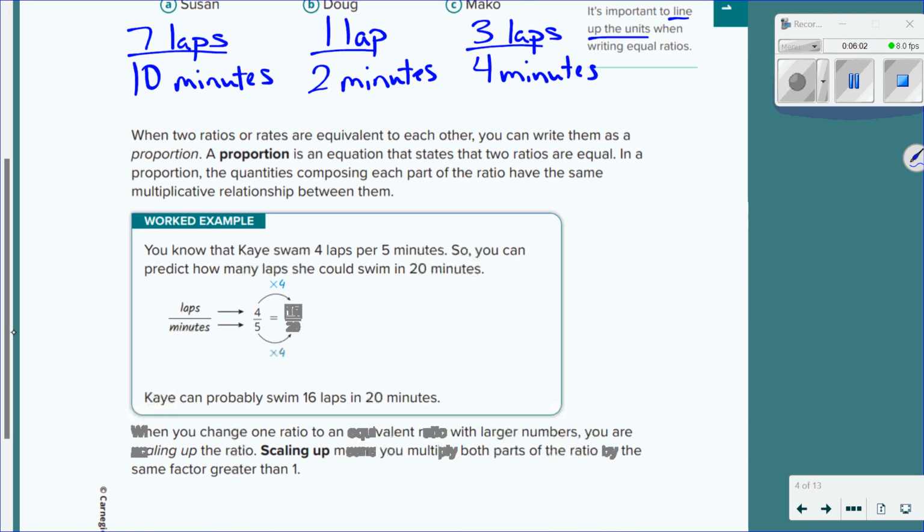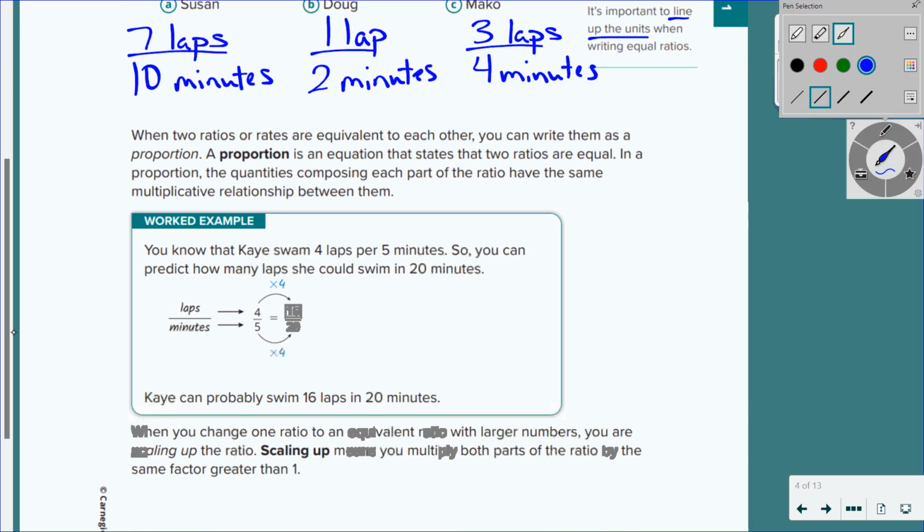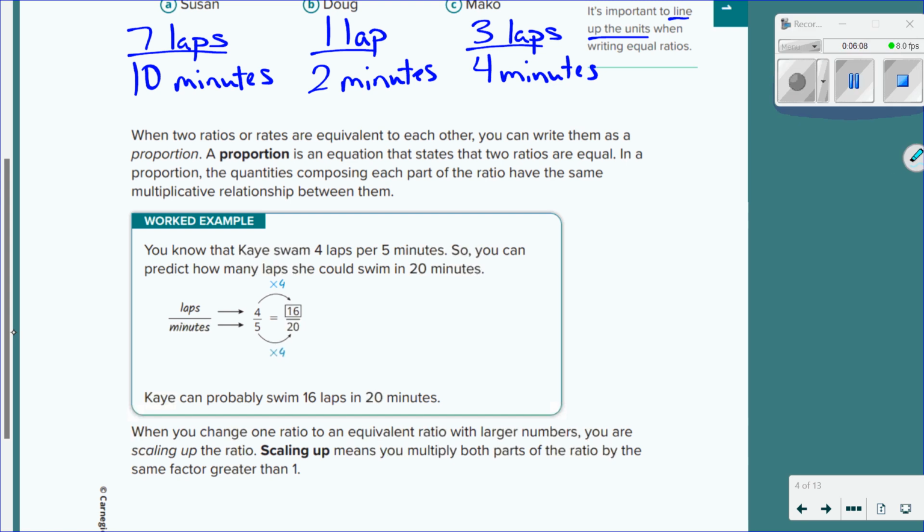Okay, we need our highlighters again. We've got another definition here. This is a proportion. A proportion is an equation that states that 2 ratios are equal. So one of the keys in a proportion, you're going to see that equal sign. That equal sign is going to come between 2 fractions. That's what makes it a proportion.